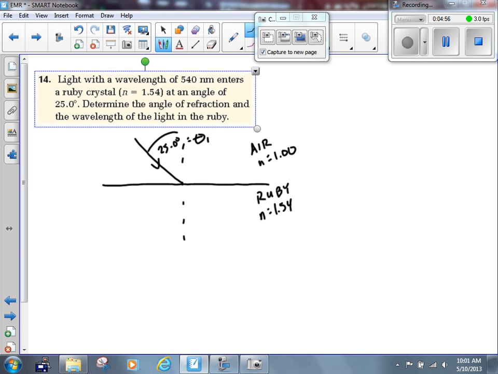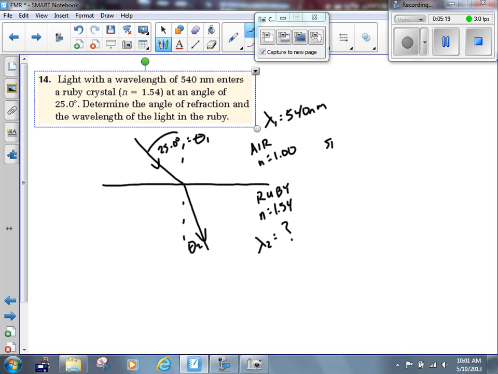It's going to bend like this. We're looking for theta 2 here. And theta 2 is going to be a value that's smaller than theta 1. We're also going to look for the lambda 2, which is going to be a value that's smaller than lambda 1. If speed gets smaller, then angle gets smaller, as does the wavelength get smaller.